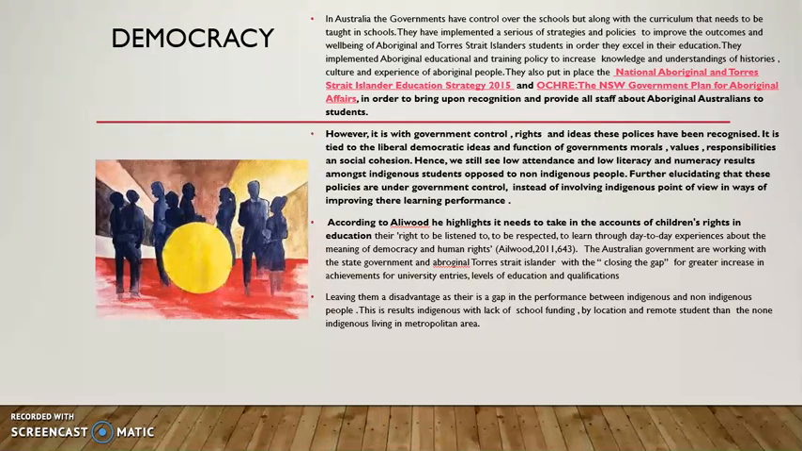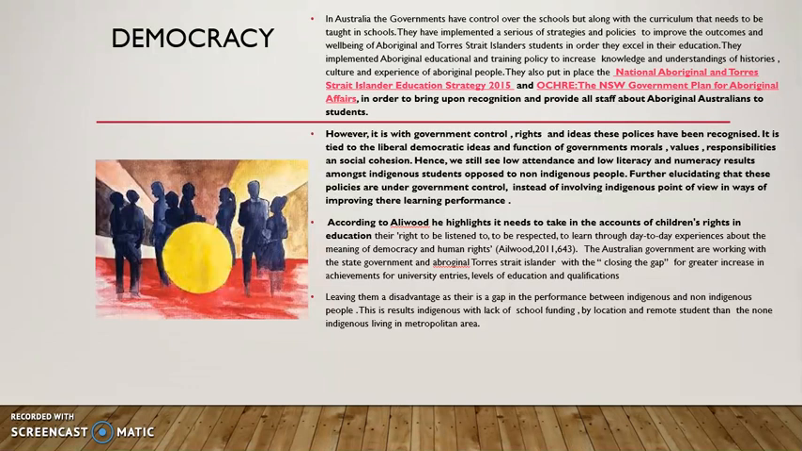their learning performance. According to Elwood, it needs to take into account children's rights in education, their right to be listened to, respected, to learn through day-to-day experiences about the meaning of democracy and human rights. The Australian government are working with the state government and Aboriginal and Torres Strait Islanders with the Closing the Gap for greater increased achievements for university entries and level of education qualification, leaving them at a disadvantage.